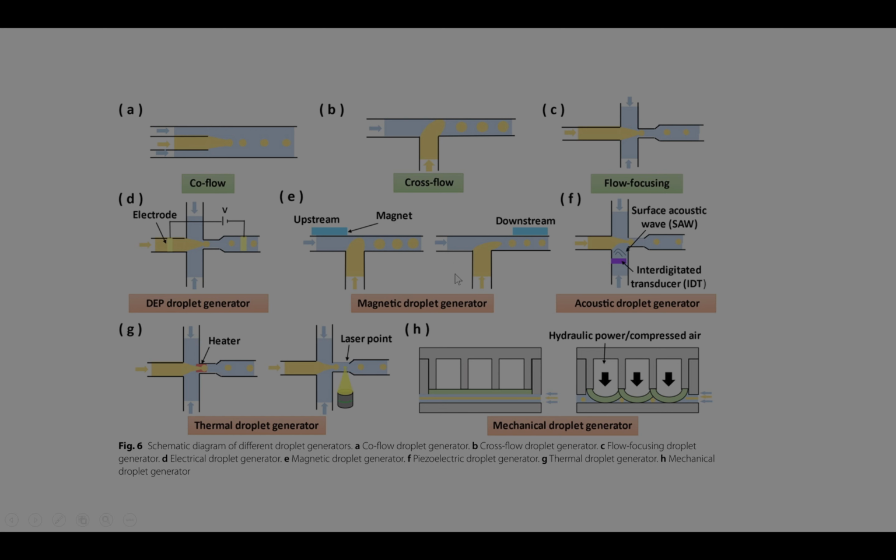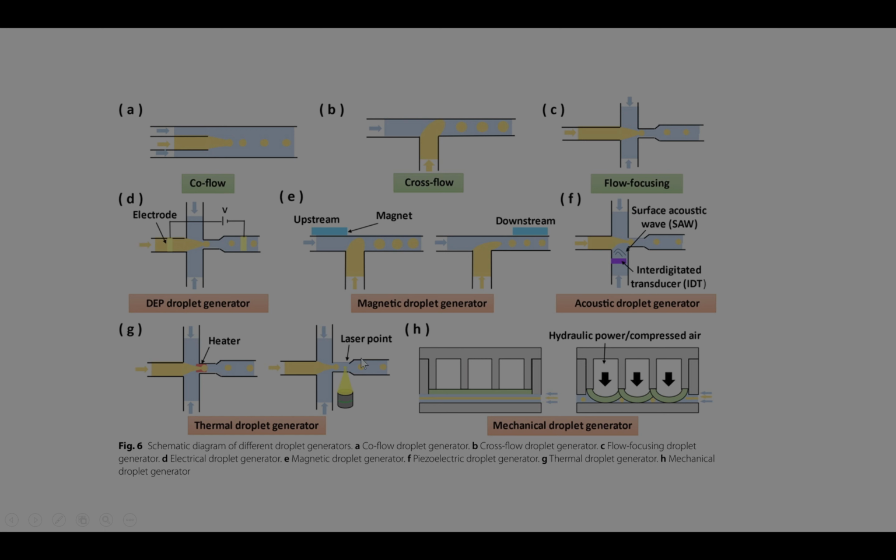attract the small flow. Another one is the acoustic droplet generator, where piezoelectric transducers will generate the acoustic sound, and because of that, it will generate the droplets. Another one is the heater, where it will heat and quickly detach from the fluid, and that's how we will get these micro droplets.